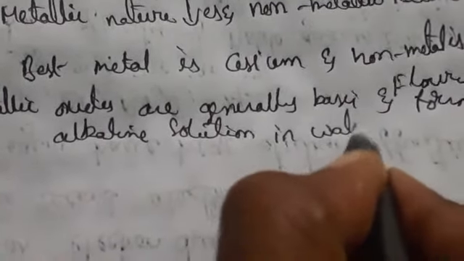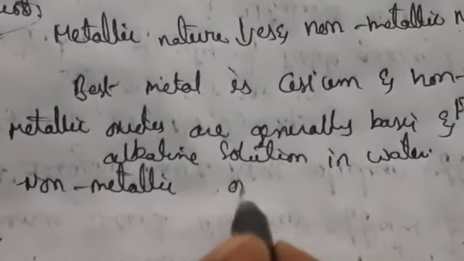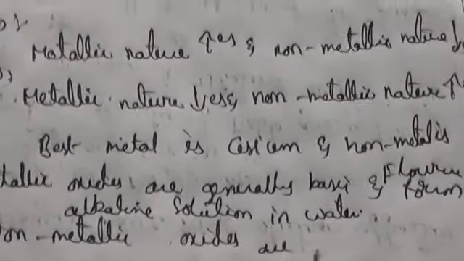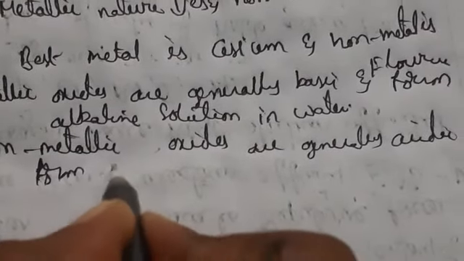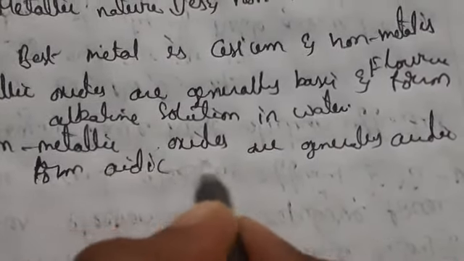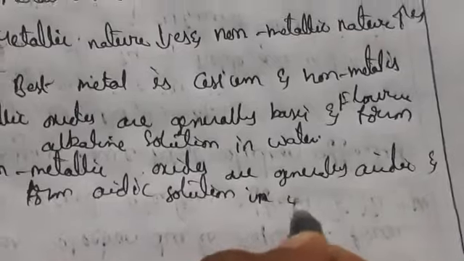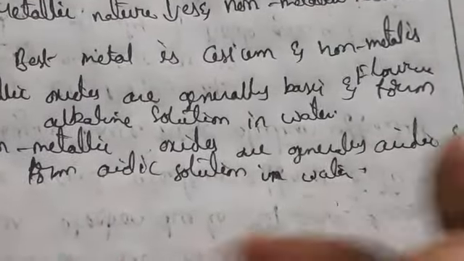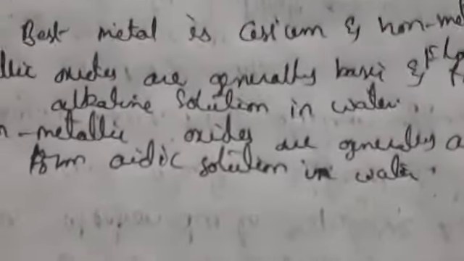Means group 2A elements, which are S block elements. And coming to non-metallic oxides, they are generally acidic and form acidic solution in water. Oxides of metals which show both metallic and non-metallic character will be amphoteric. So this is nothing but periodic properties.